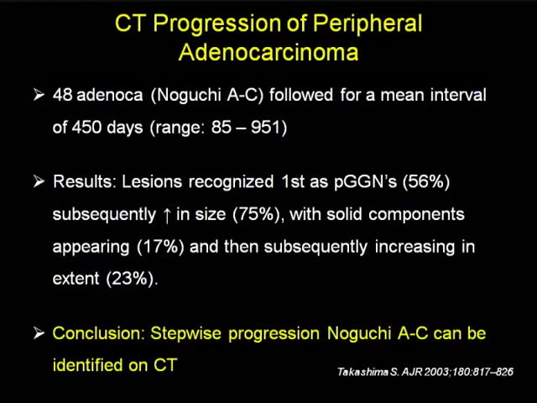Although some of these malignant ground glass nodules will remain stable, others will progress, and we don't know how to predict which ones are going to progress or when they are going to progress. In a study by Takashima and colleagues, for example, of the malignant lesions that presented initially as pure ground glass nodules, 75% of them increased. And then from those, 17% presented a solid component, and from those, 23% presented increase of the solid component, showing that there is stepwise progression of these lesions in a subset of these patients.